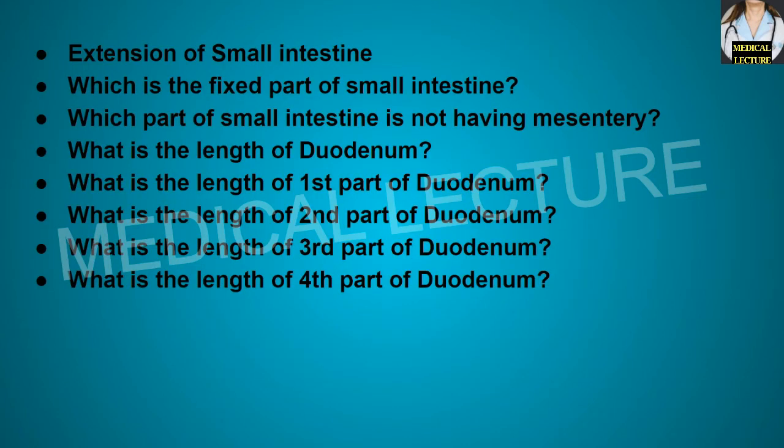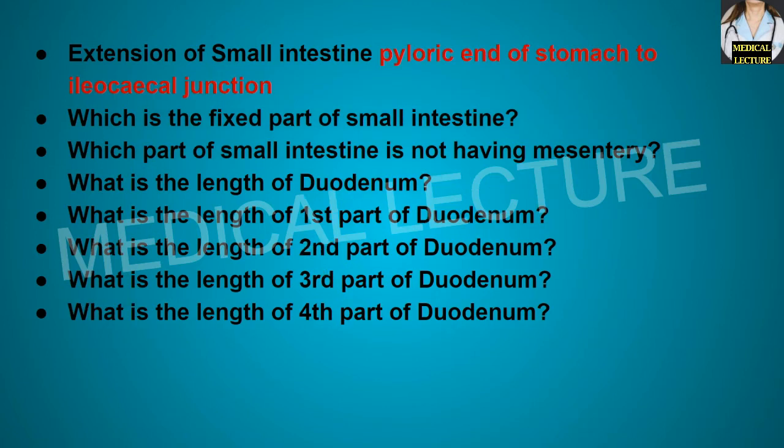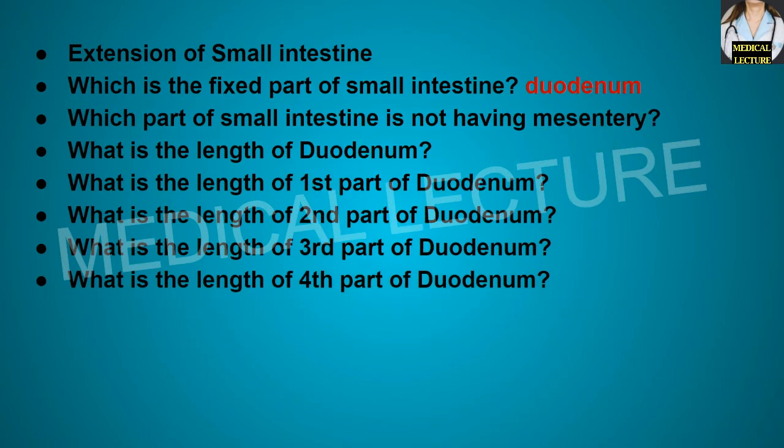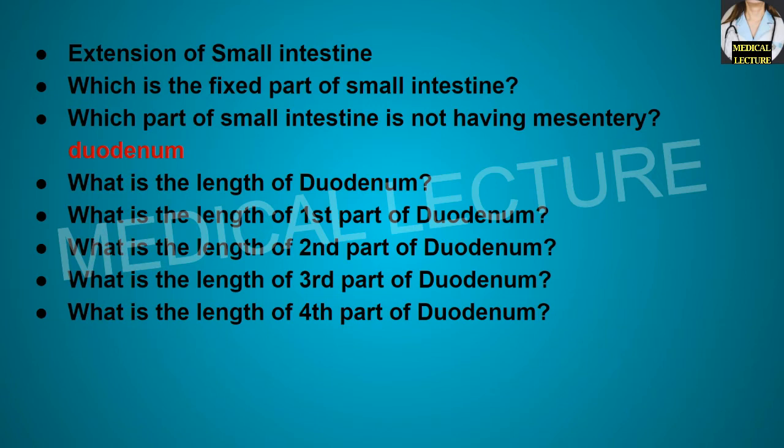Extension of the small intestine: it extends from the pyloric end of the stomach to the ileocecal junction. Which is the fixed part of the small intestine? Duodenum is the fixed part of the small intestine. Which part of the small intestine does not have a mesentery? So duodenum.